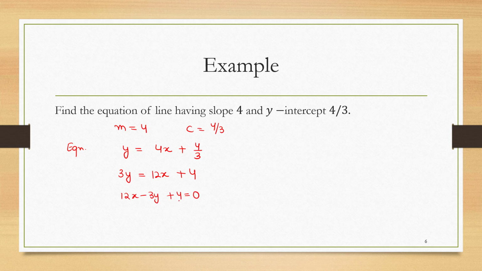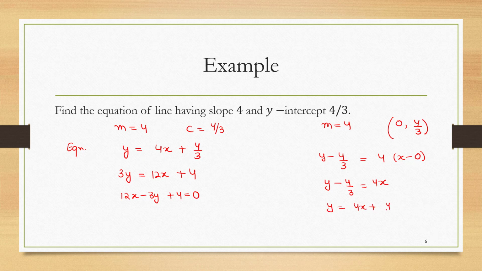Multiplying both sides by 3, we get 3y is equal to 12x plus 4, or 12x minus 3y plus 4 equal to 0. Another way we can find: given that m is equal to 4 and the y-intercept is 4 by 3, that means the line is passing through the point (0, 4 by 3). And we can apply the slope point form, that is, y minus y1 is equal to m into (x minus x1). That is, y minus 4 by 3 equal to 4x. So we get y is equal to 4x plus 4 by 3, which is the same as this. So we get the same equation using any of the formulas.